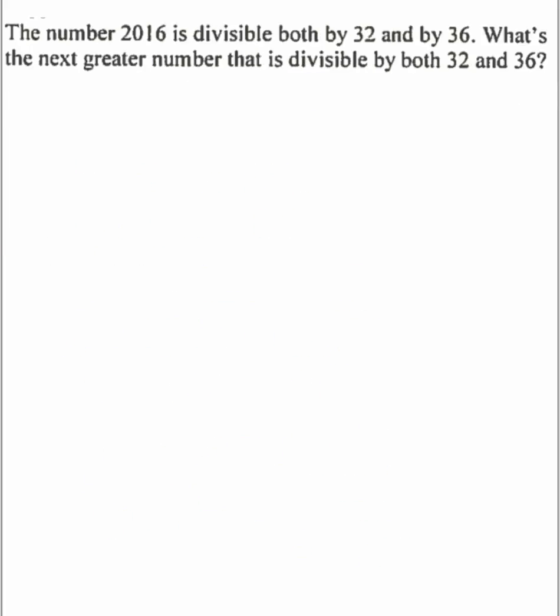This one's a little bit more challenging. Divisible, I know some of you are asking me, what does the word divisible mean? It means that 32 and 36 go into or divide into 2016 with no remainders. So they are factors of 2016. So to find the next number that both of them go into, we need to think in terms of multiples of 32 and 36.